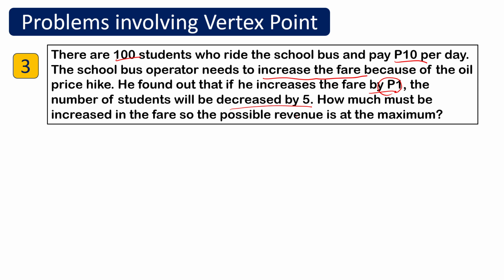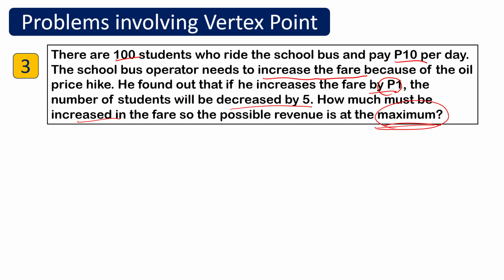If you increase 2 pesos, then the students will be decreased by 10, so that would be 90. But the question here is how much must be the increase in the fare so the possible revenue is at the maximum. So again, we're talking about the maximum possible revenue. So we will use the vertex point of the function. First, we need to represent the clues here into an expression.